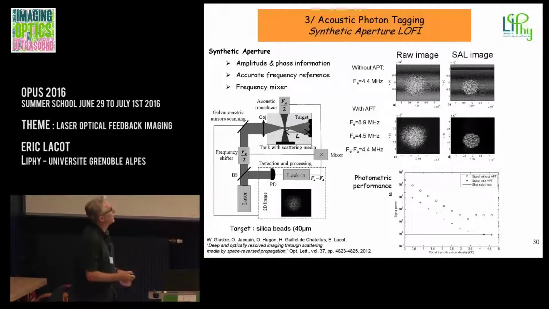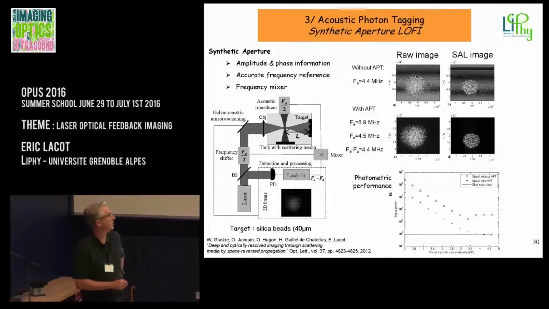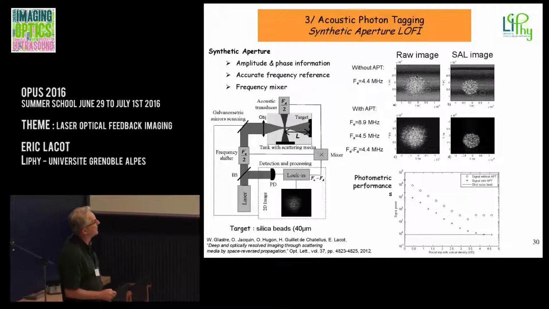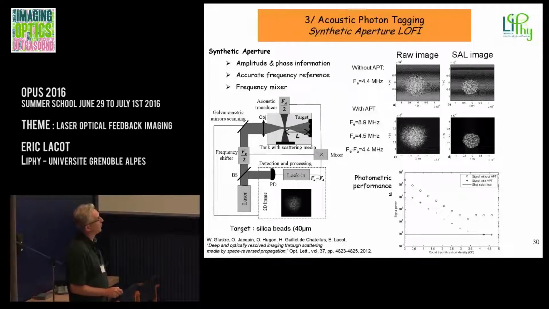Now the result: the raw complex image obtained at the beginning, the image after the synthetic aperture process without acoustic photon tagging, and with acoustic photon tagging. Again, we can see here and here an increase of the contrast. And here we can see the effect of the parasitic echoes, which generate this ring due to interference effects, in fact.